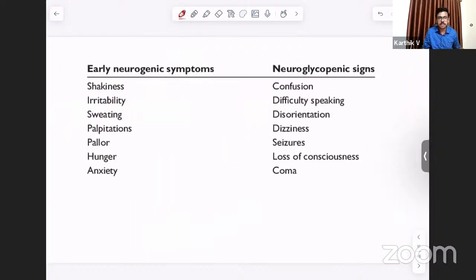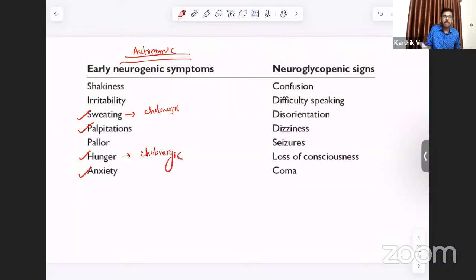Let's see what the symptoms are. These are the autonomic or neurogenic symptoms, also called the warning signs of hypoglycemia. The patient will have sweating, palpitation, hunger, anxiety, etc. Of these, sweating is cholinergic, and hunger is also cholinergic. All the remaining are adrenergic. Sweating and hunger are mediated by sympathetic cholinergic fibers, whereas all the others, the palpitation, the pallor, anxiety, are sympathetic adrenergic mediated symptoms.